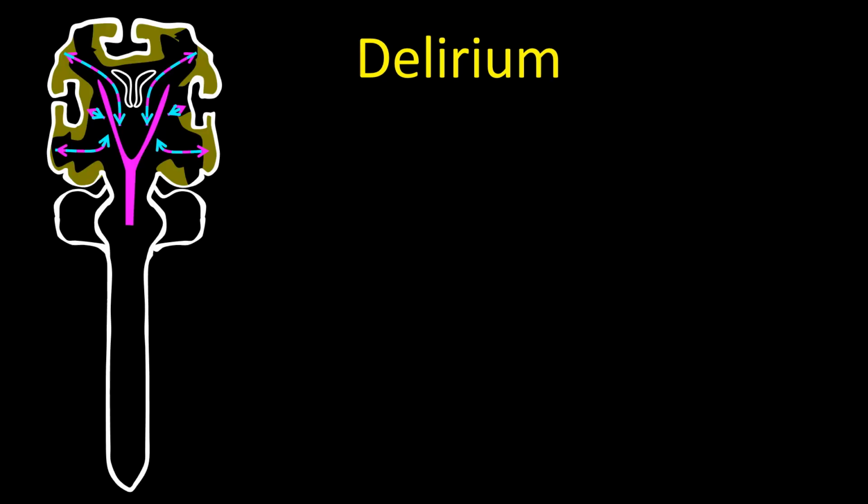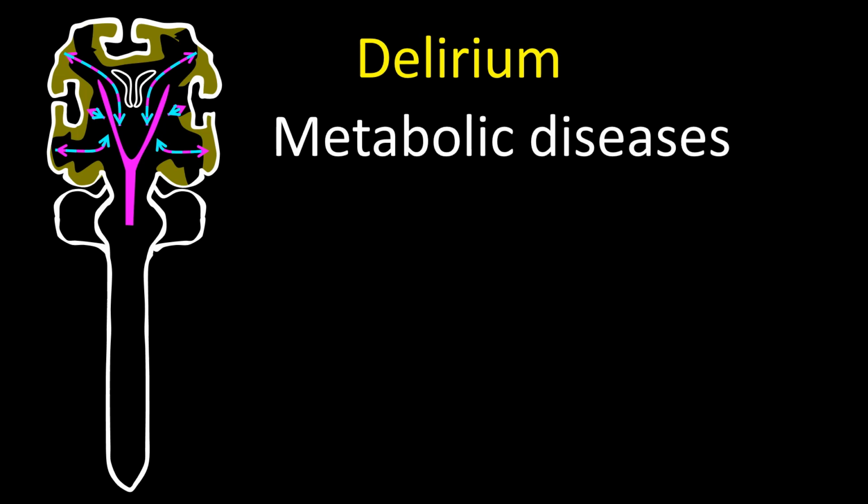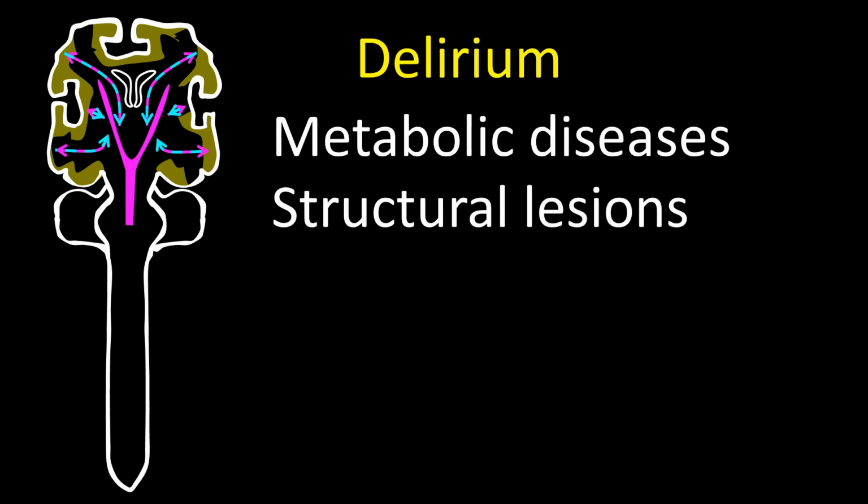A patient with delirium has bilateral patchy cerebral cortical dysfunction. Cerebral dysfunction is here represented by patchy areas, colored dark yellow. Delirium is usually seen early in the course of metabolic diseases destined to produce more severe types of arousal failure, but it can also occur early in association with structural lesions.